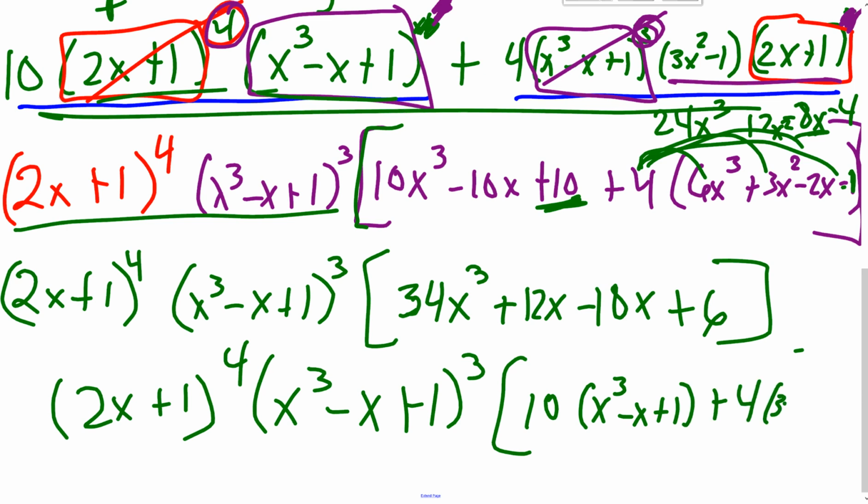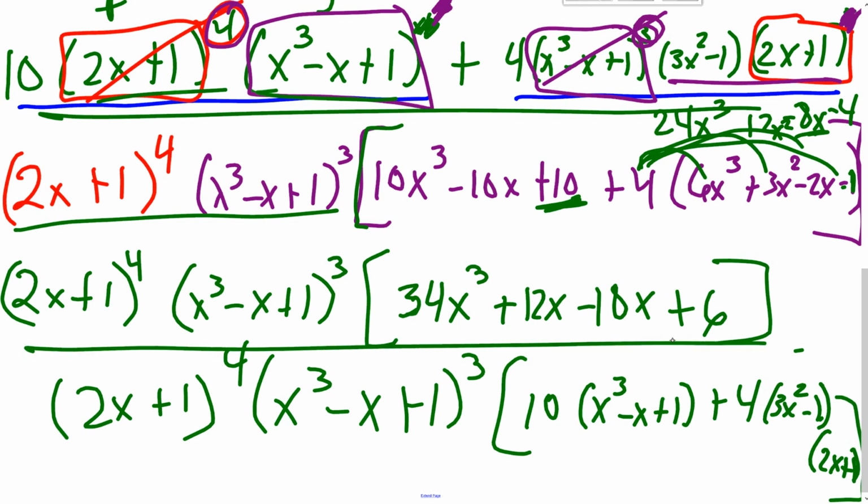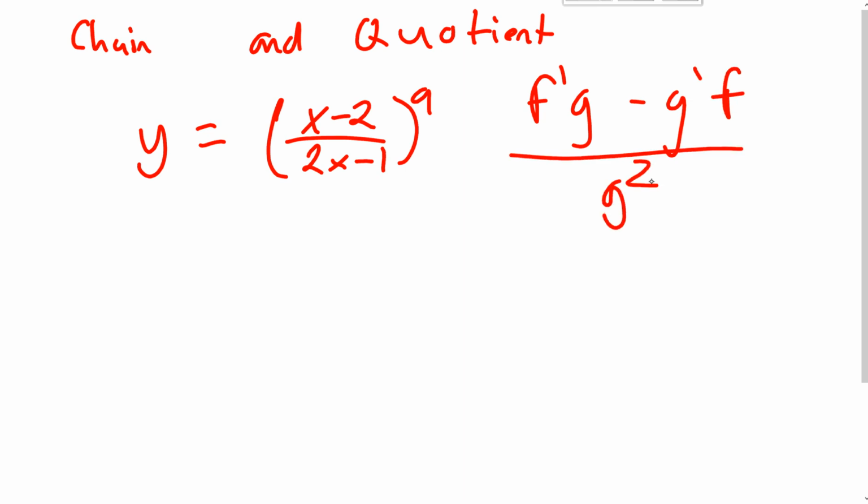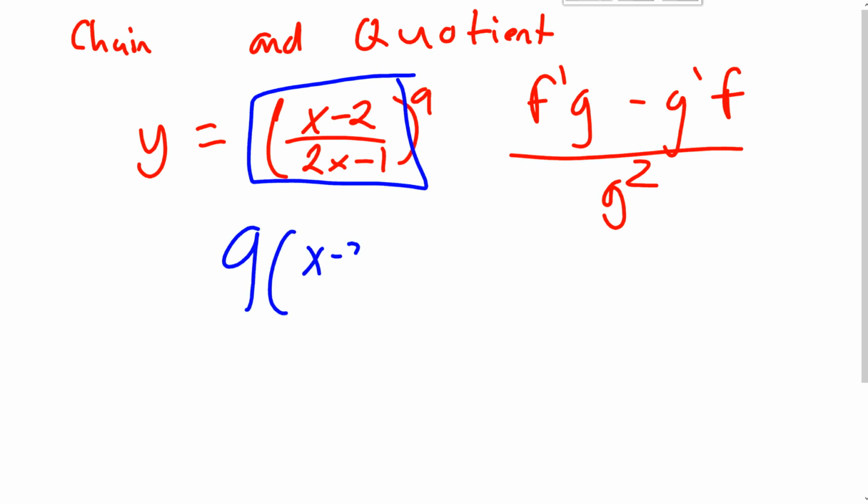And then these two, 3x squared minus 1 times minus 1 times 2x plus 1. So it might have that in the back of the book, or it might FOIL those out and reduce it to that. So it gets complicated. Then we have quotient rule, right, which is f prime times g minus g prime times f all over g squared. So we got to take the derivative of the outside, which is a function being raised to a power, so that's 9 times x minus 2 over 2x minus 1.